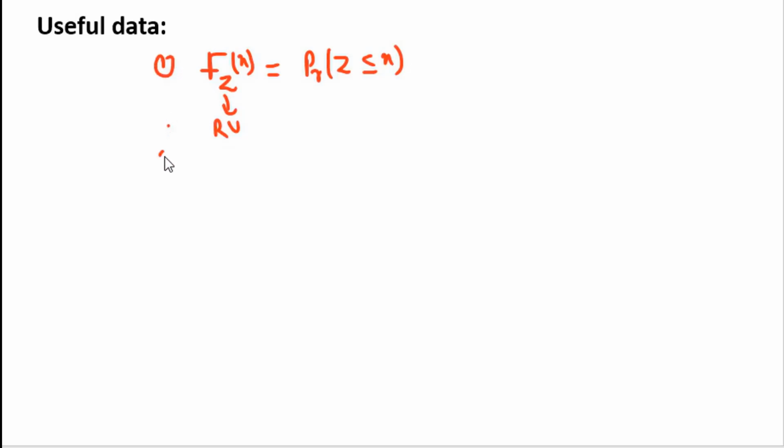The second useful data you should know is the definition of conditional probability. So you are given that event B has already happened, and you need to find out the probability of A if event B has already happened. This you can write as P of A intersection B divided by P of B. So using these two useful data, you can solve this problem.